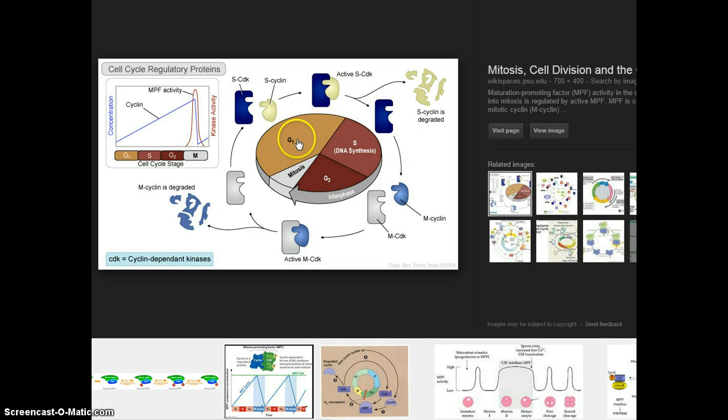Here's your cell cycle, G1, S, G2. Notice on your graph to the left you have concentration on the Y, and on the X you have the different stages of the cell cycle. Notice the peak of the MPF, that's the mitosis promotion factor. It peaks right before mitosis, and that's what gives us the go-ahead for mitosis. But look what activates this.